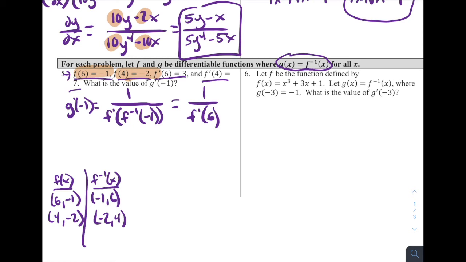And for 1 over f prime of 6, we can see from our table right here that f prime of 6 is equal to 3. So that's going to be equal to 1/3 for our answer for number 5.